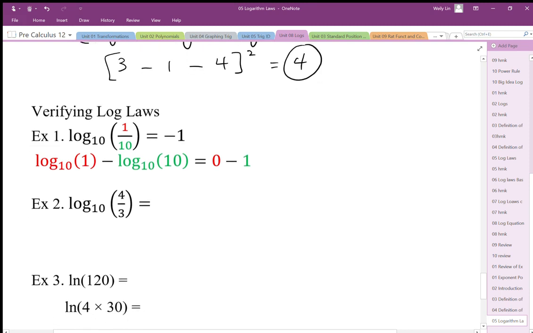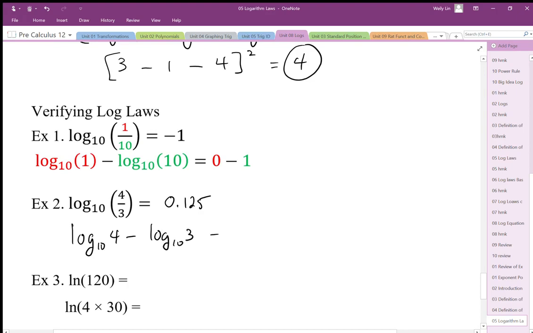So same thing here. I'm going to use my calculator for this one, because 4 and 10 are not related bases. So log of 4 divided by 3 equals 0.125. So we're going to check that this works if we apply the log property. If I'm dividing log arguments, I subtract the logs.